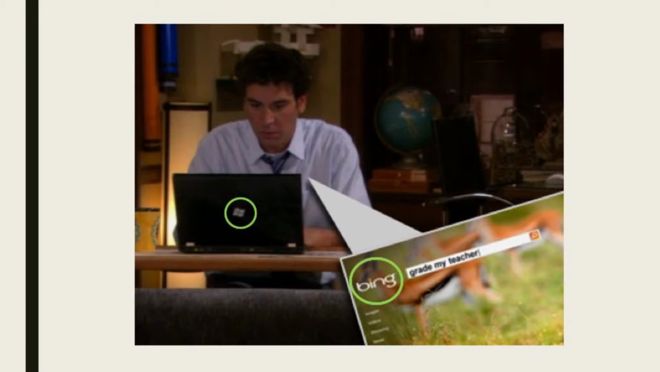I wanted to show you some examples of product placement I found in Friends and How I Met Your Mother. In this screenshot, you can see Ted from How I Met Your Mother on his Windows computer, and he is searching items on Bing. This is a more obvious product placement because you can see the product and it is tied into the actions of the character, so it's a little more advanced than basic.